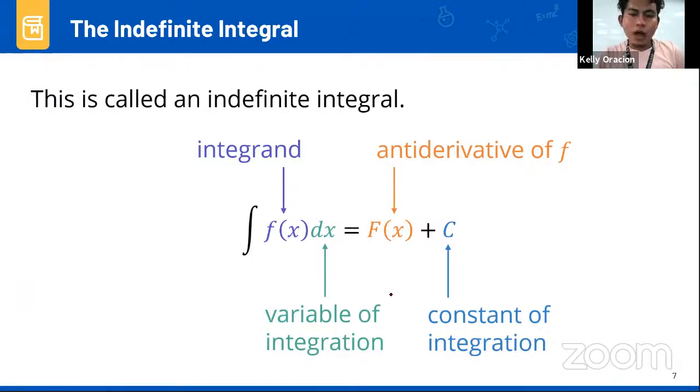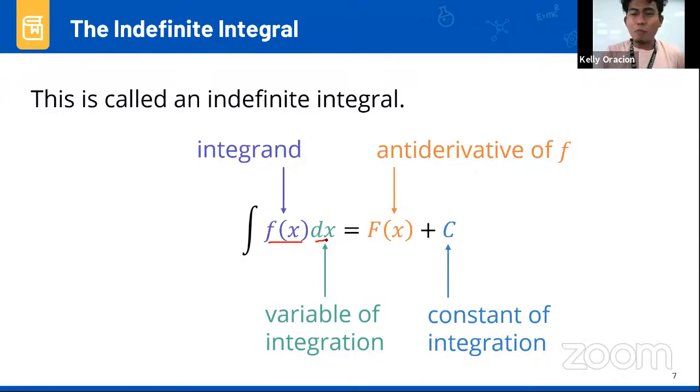Please take note of this one. This is f of x, so x is the variable, so the variable of integration is dx. Again, it is f of x, so the variable of integration also is dx. I cannot solve it if the variable of integration is different, or it becomes complicated.